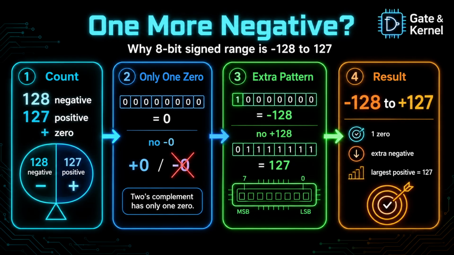Chapter 10. Why is there one more negative number? The signed range is not perfectly symmetrical. There are 128 negative values, 127 positive values, and 1 zero. Why? Because 2's complement has only one representation of 0. There is no separate negative 0. That frees one extra bit pattern for a negative value. So in 8 bits, 10000000 represents -128. But positive 128 cannot be represented, because 01111111, or 127, is already the largest positive value.